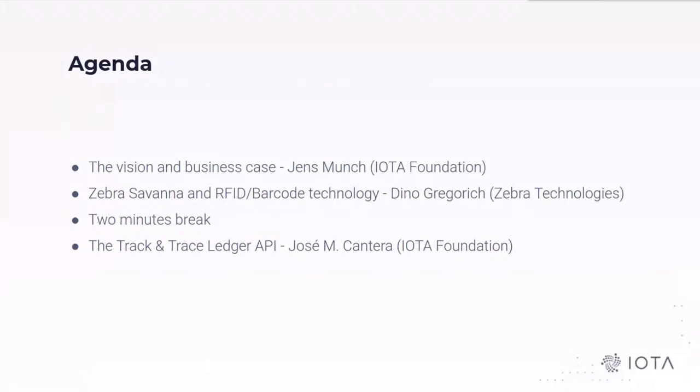First things first, we have a brief agenda for our workshop. We will have Jens Munch from the IOTA Foundation talking about the vision and the business cases. Then we will have an introduction to Zebra Savanna and RFID and barcodes technology by Dino Gregoric from Zebra Technologies. We will have a small break of 2 minutes to catch your breath, and then we will conclude our workshop with the Track and Trace Ledger API with Jose Cantera from the IOTA Foundation.